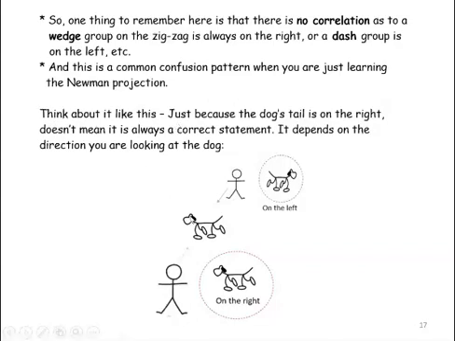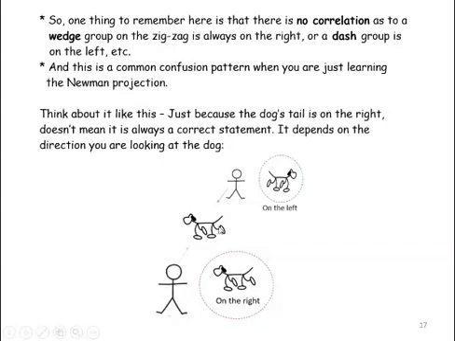Now, just think of a situation. Suppose there is a dog. Now this dog is observed by a person from this angle and a person from this angle. Just because the dog's tail is on the right does not mean it is always a correct statement. For this man will say that the dog's tail is on the right-hand side.